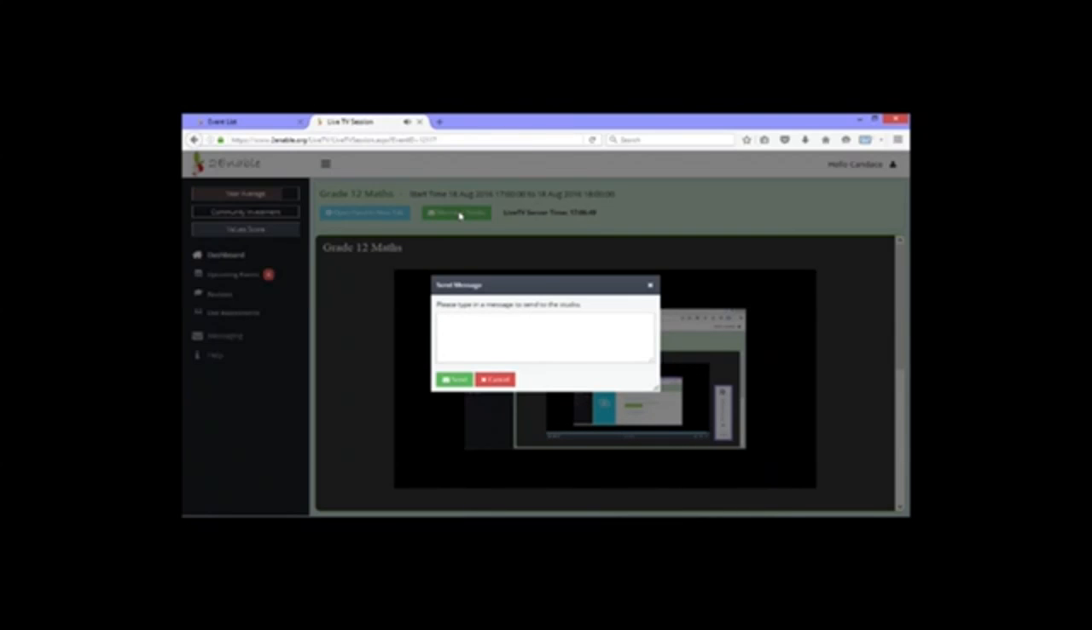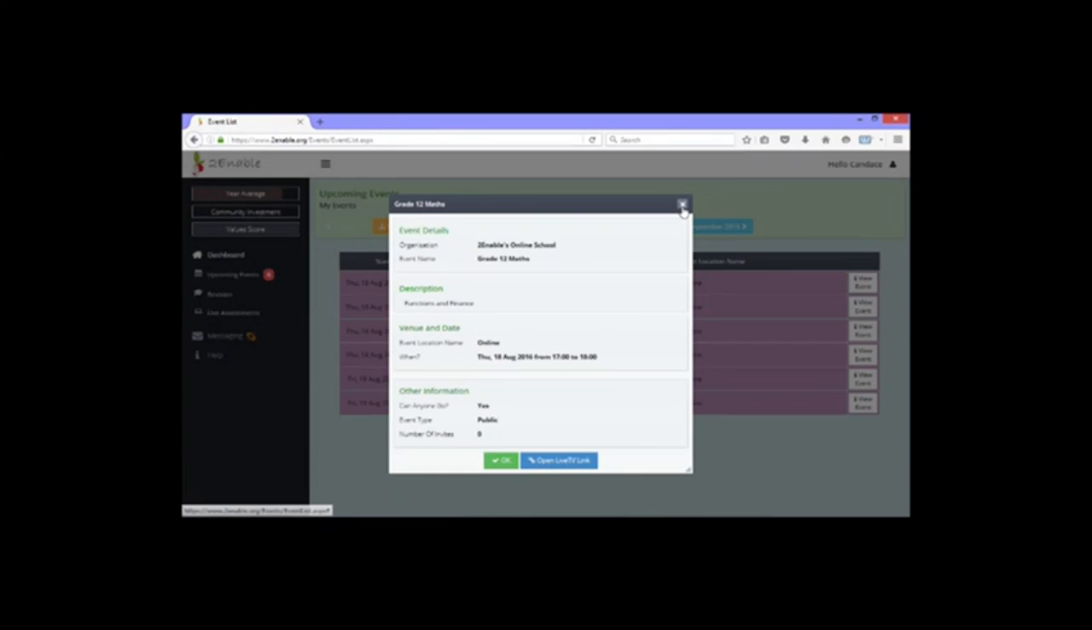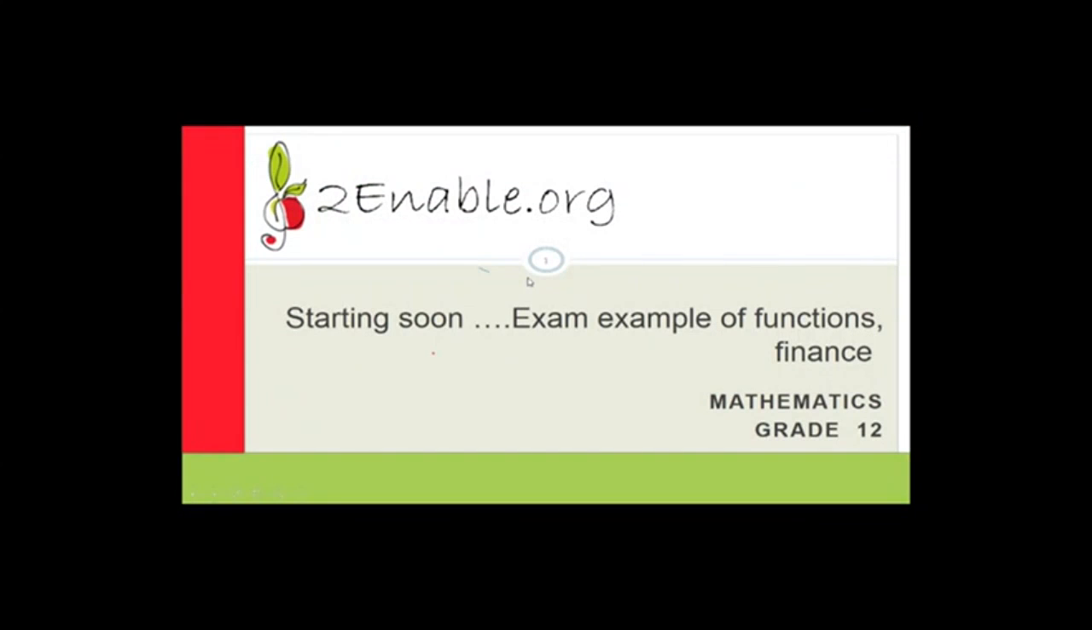That's the idea behind it: you can message me and tell me sections that you're struggling with. If you've got certain exam paper questions that you're struggling with, you can message them into the studio and we can address them. Okay, so that is the main idea behind these lessons. Now, having settled that, I'm going to get back to my lesson.